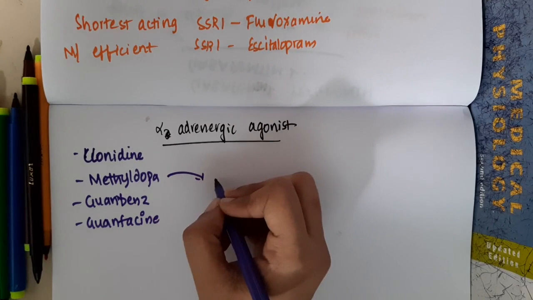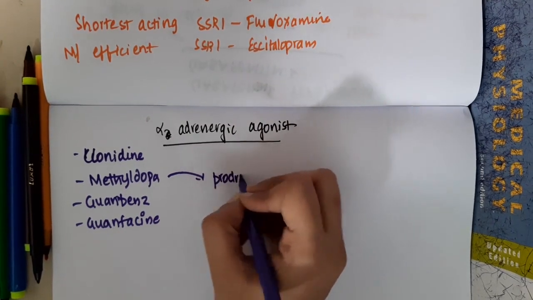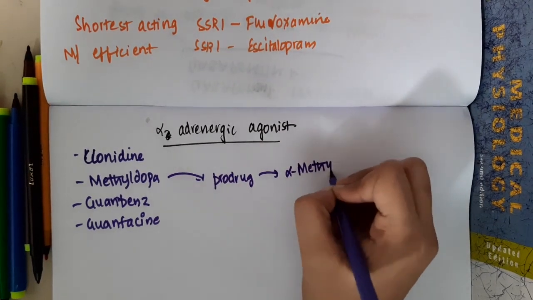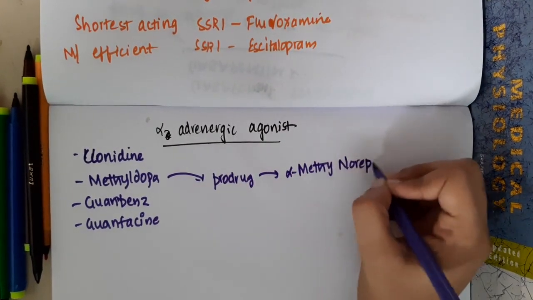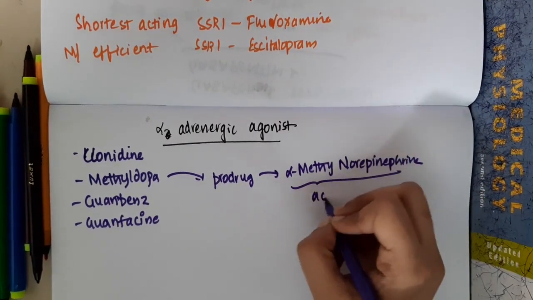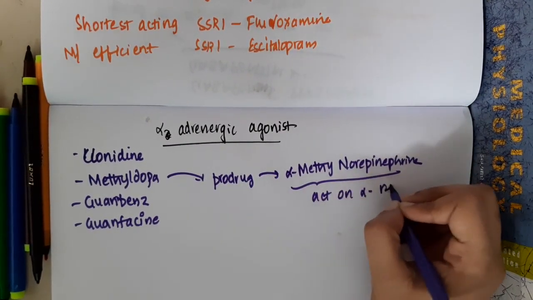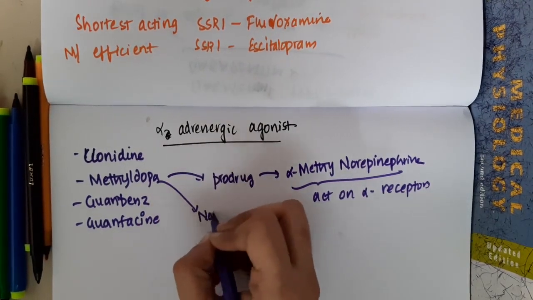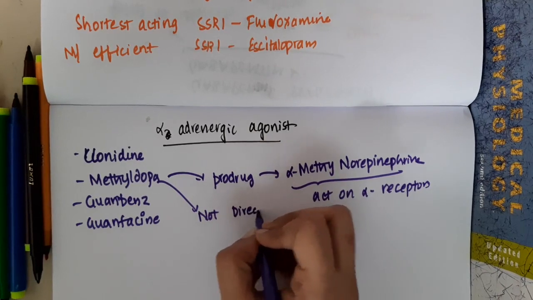alpha methyldopa, because alpha methyldopa is a prodrug and it gets converted to alpha methylnorepinephrine, which will act on the alpha receptors. So if you were asked which of the following is not a direct alpha agonist, this is the one.